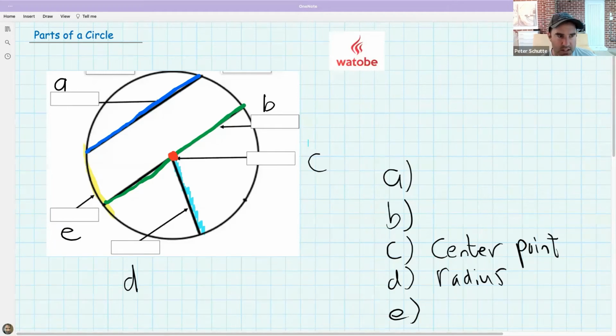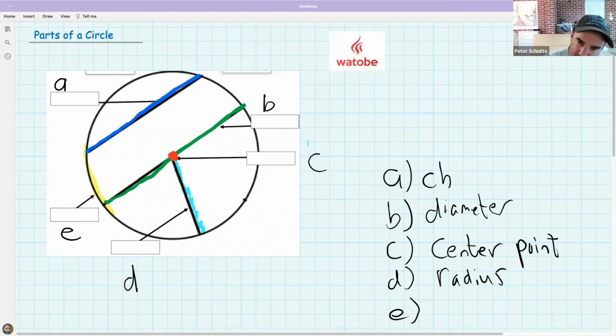Who knows what A is? We were talking about it a little bit earlier. Okay, so B is going to be the diameter, because B is a chord that goes through the center of the circle. Oh, I've given away A. So A is a line that goes from one point on the circumference to another, and the word for that is chord, C-H-O-R-D.